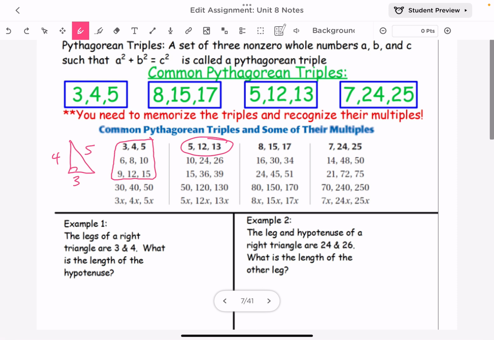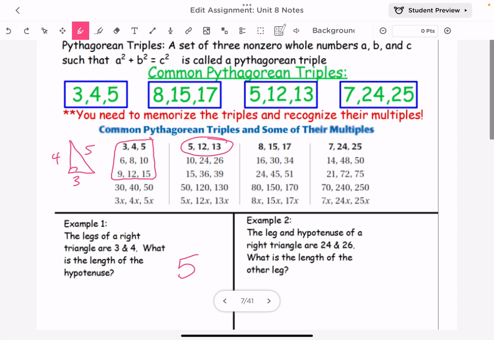Okay, so that example down there, it says the legs of a right triangle are 3 and 4. What's the hypotenuse? So 3, 4, 5. The hypotenuse would be 5. Okay, that's a real easy one that I really think we should all know that one. It would be silly not to know that one.